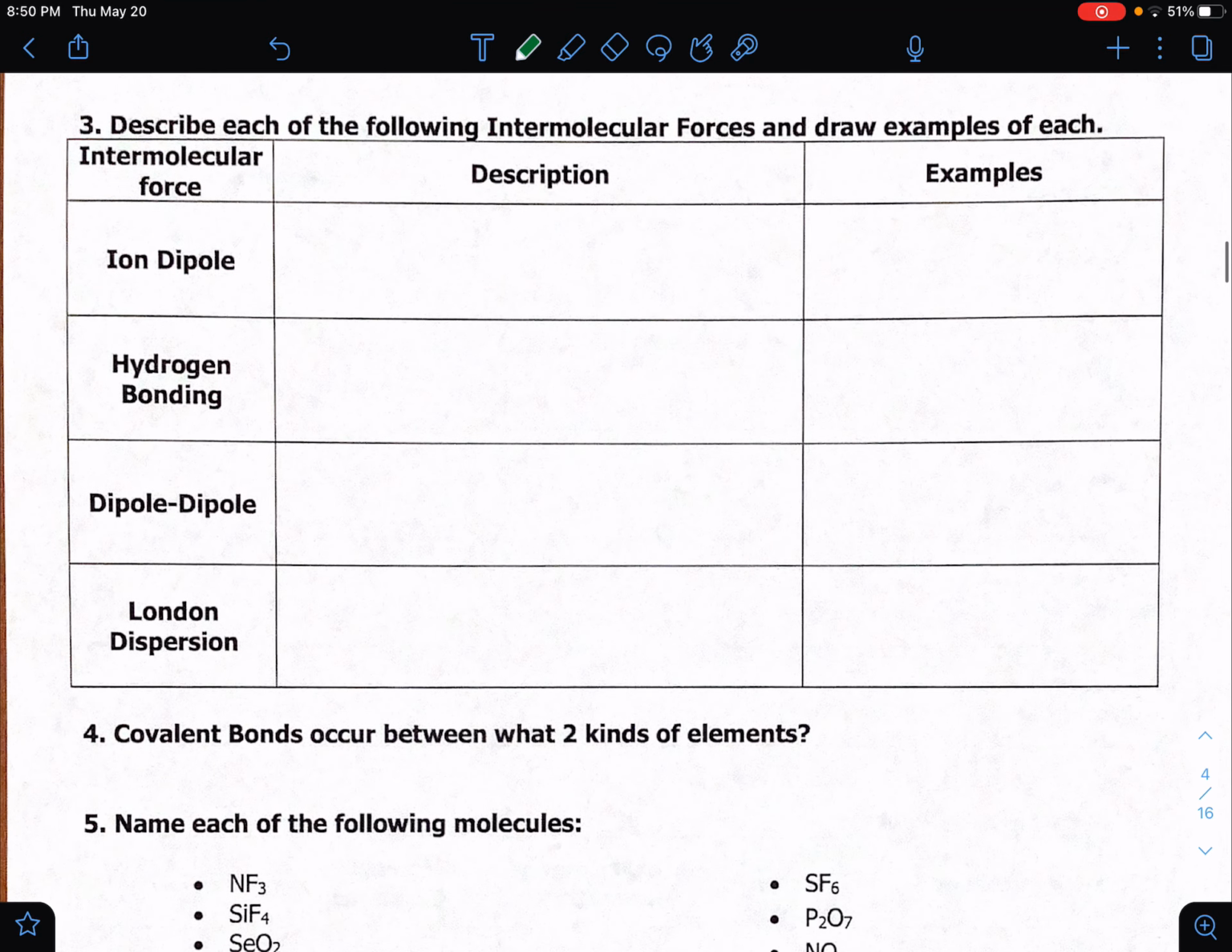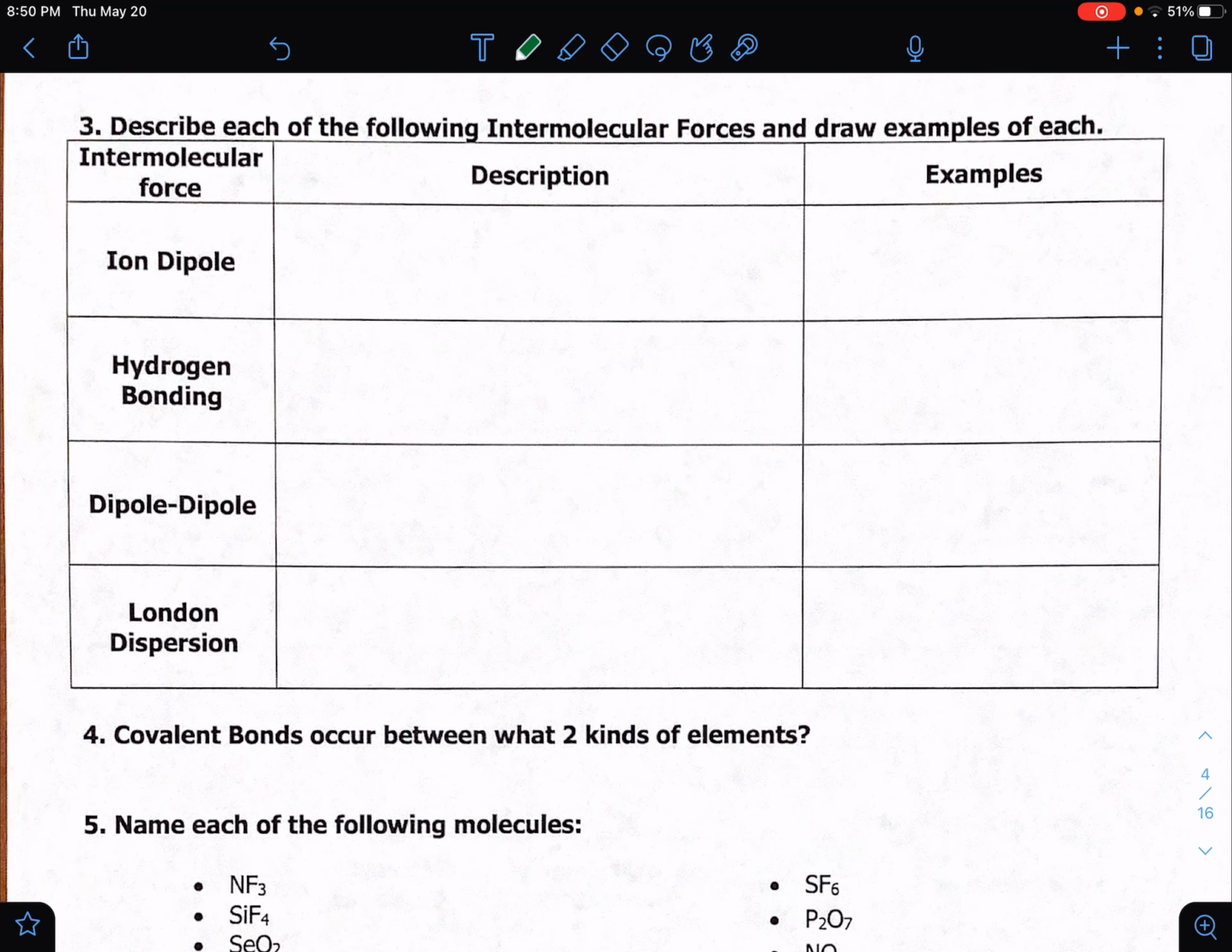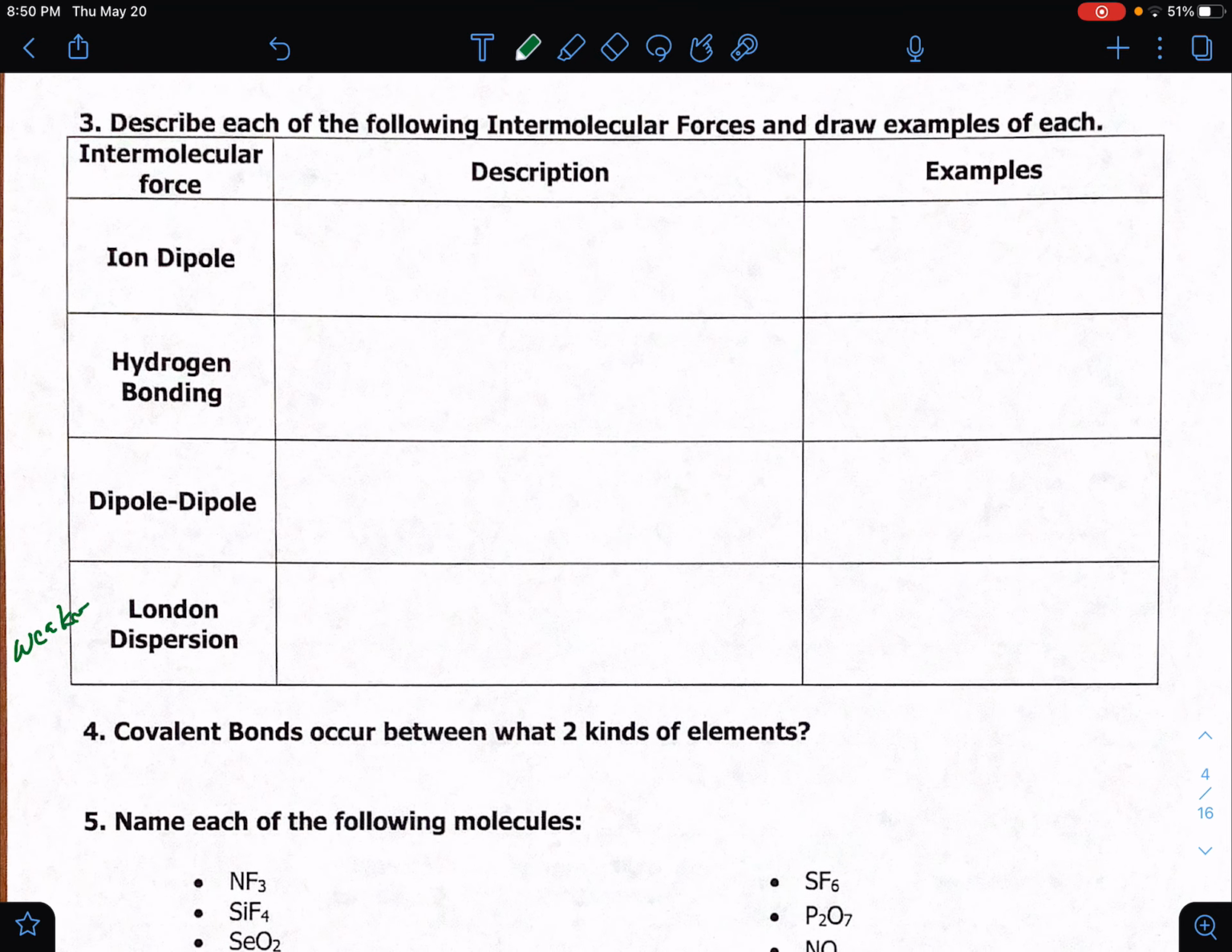Number 3: ion dipole, hydrogen bonding, dipole, and London dispersion. These were our IMFs that we went into when we did Lewis structures. I'm going to start at the bottom, because London dispersion is going to be your weakest, and as you go up, they get stronger. Basically all bonds are going to have some form of London dispersion.